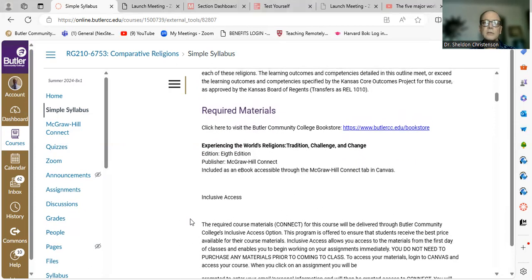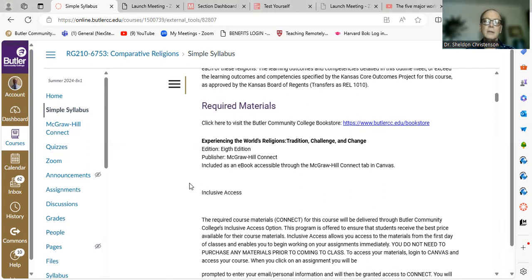Our textbook is Experiencing the World's Religions. It comes free with your tuition. You've already paid for it. The paperback version of this book is like $80, and you don't want to spend that.